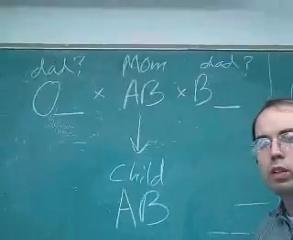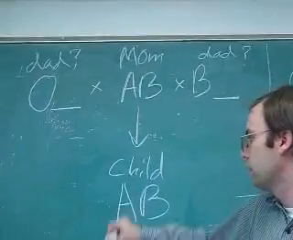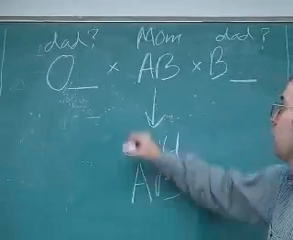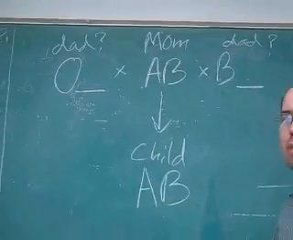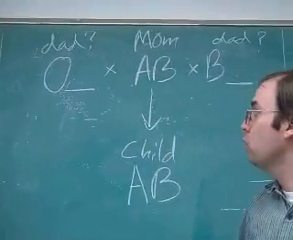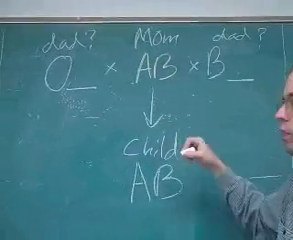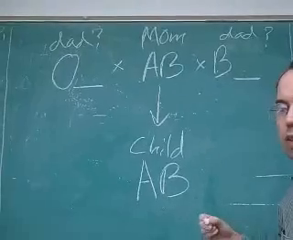All right, we've got a child. We know the child's genotype for sure. He's AB. He's got an A allele from one parent and a B allele from the other. We've got a mom. She's also AB. So we don't know if this mom gave the A. We don't know if this mom gave the B. She could have given either one. We're not sure which one she gave.